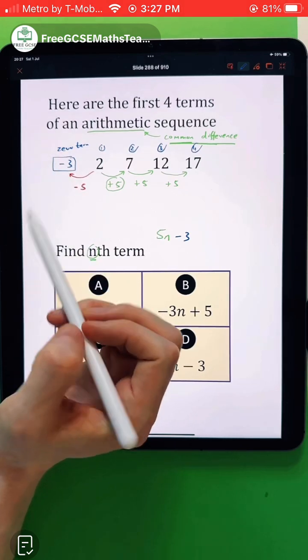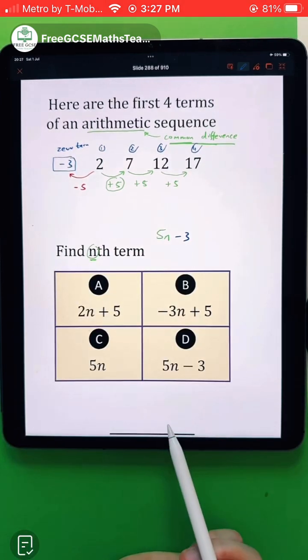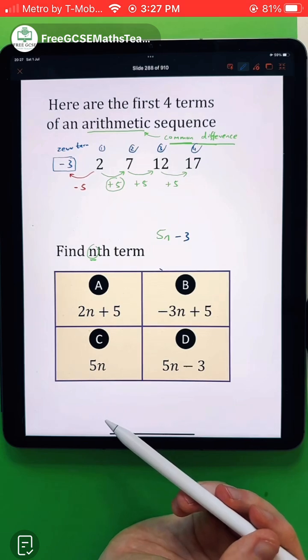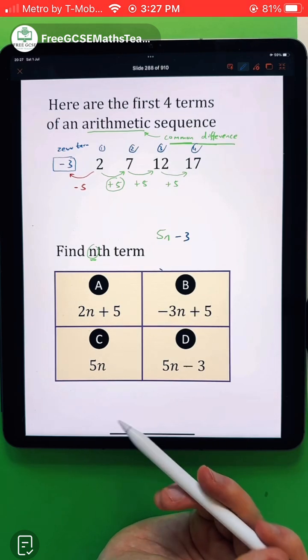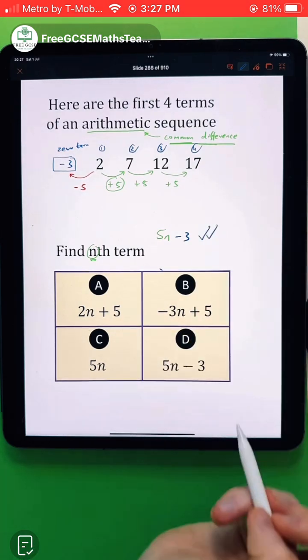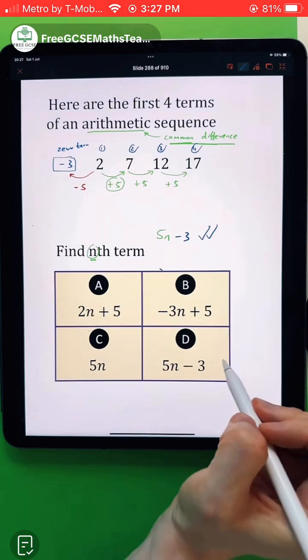Whatever comes here, that's called our zero term, and our zero term we always place on the end. So it's 5n minus 3, or you could write negative 3 plus 5n. They're exactly the same thing. But that's the only correct answer for 2 marks. In this case, the answer is D.